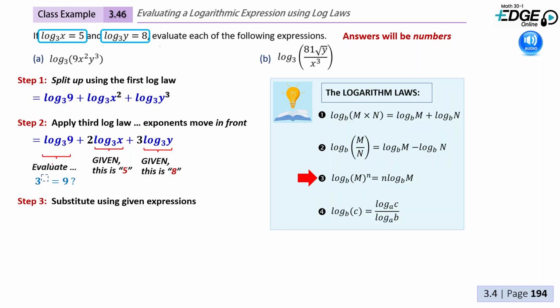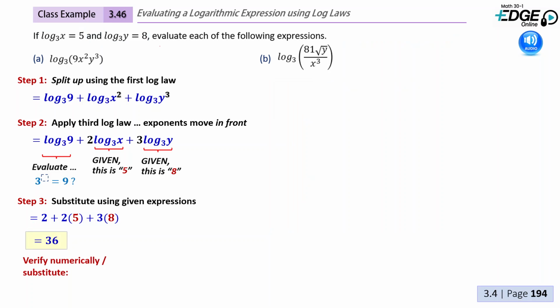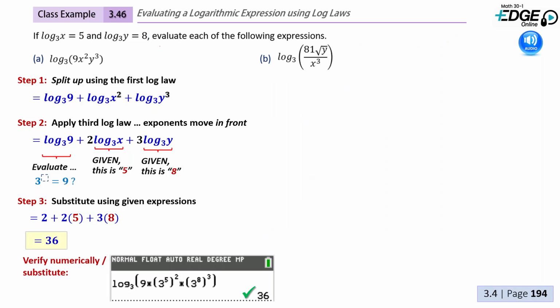So in this case, this is just saying 3 to the power of what is 9. So that's just 2. So now perform the calculation, and we get 36. Now, we should be able to verify this numerically.